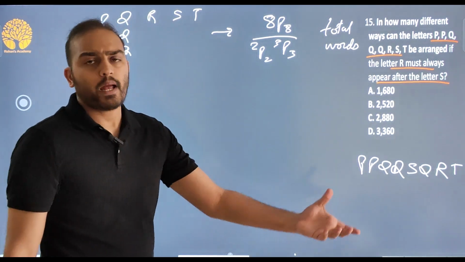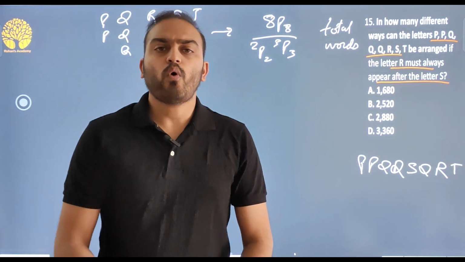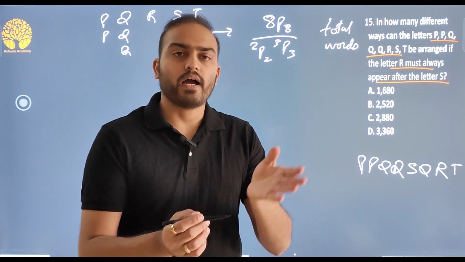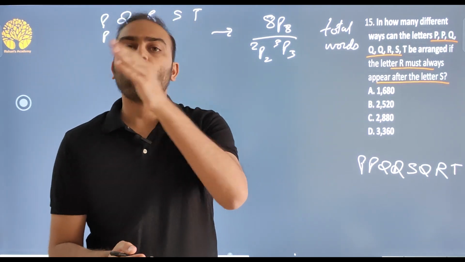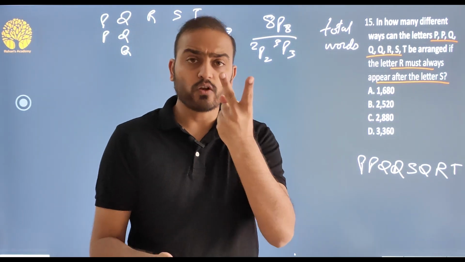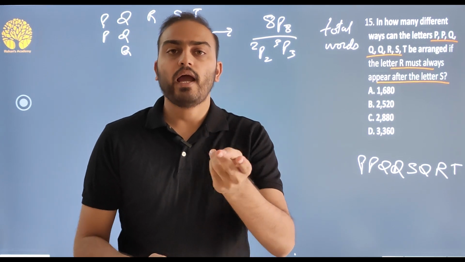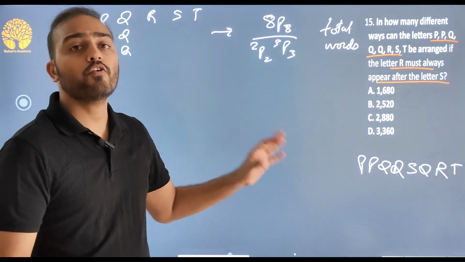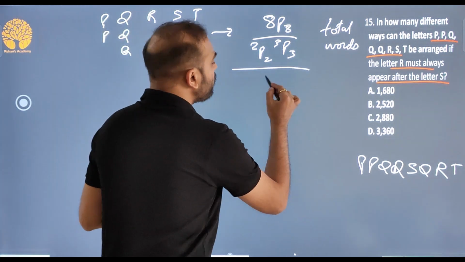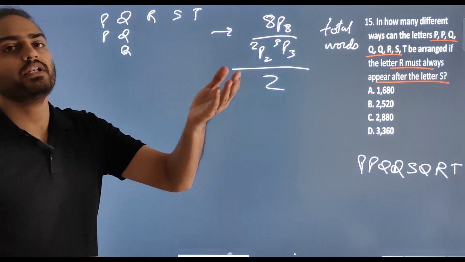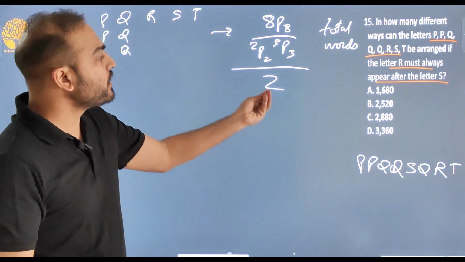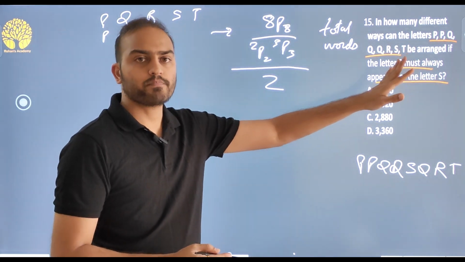Now, what will happen if there are two letters? What are the choices? R can come either left of S or R can come right of S. There are only two options, right? And since it's all symmetric, what will happen? Half of the cases R will come left of S, other half R will come right of S.